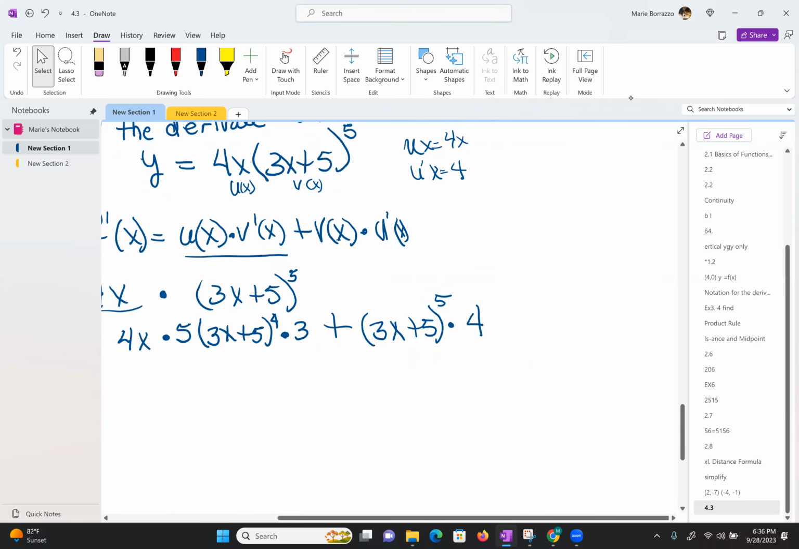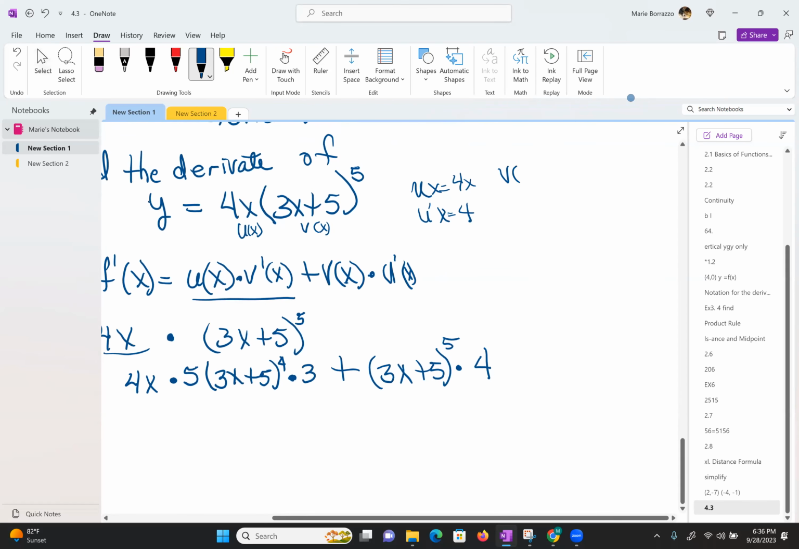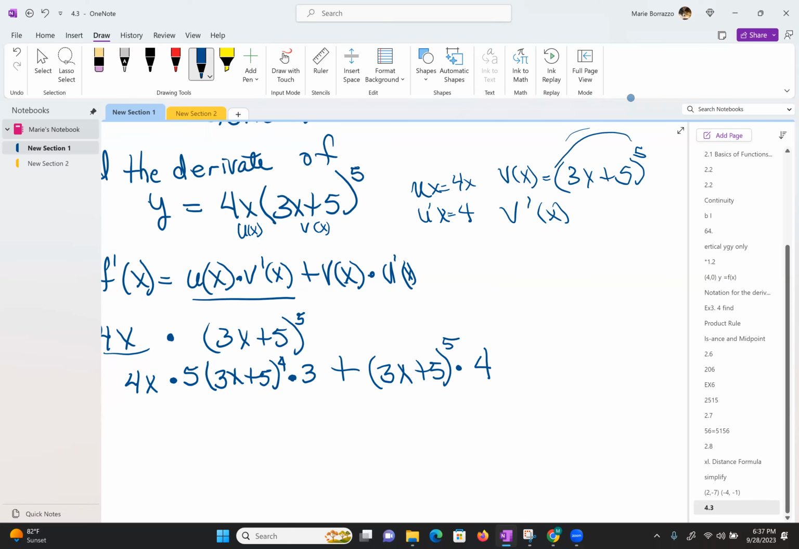If we look at v of x, and I said to you v of x, well, that's 3x plus 5, and this is raised to the fifth. Then let's find the derivative of that v of x, which is where we bring the 5 forward. This becomes 5. This is the chain rule. 5 times the 3x plus 5, 5 minus 1 is 4. And then we multiply by the derivative of this, which is just what? 3.